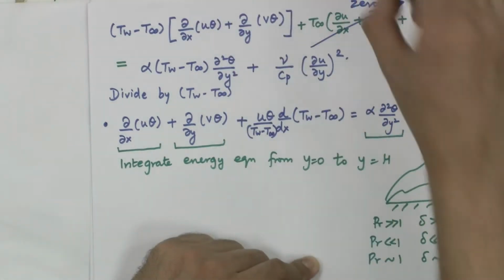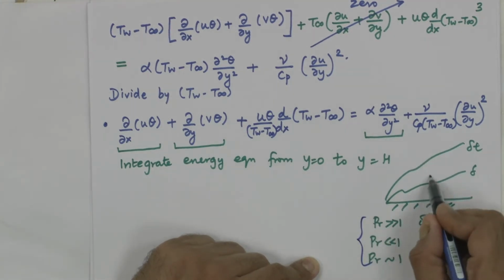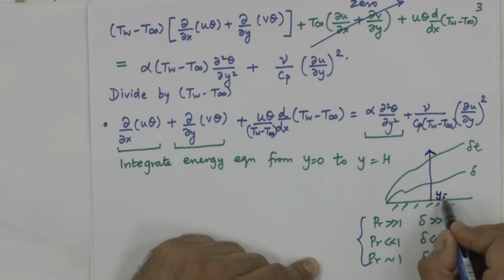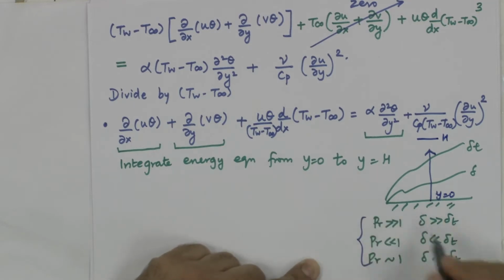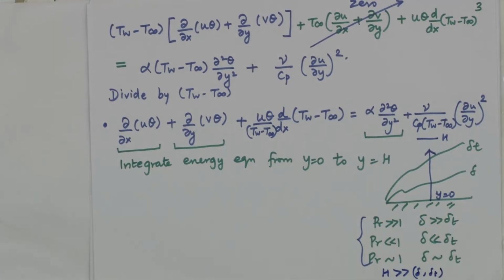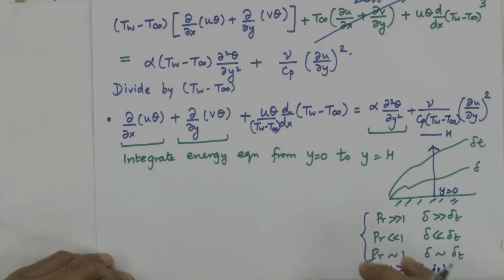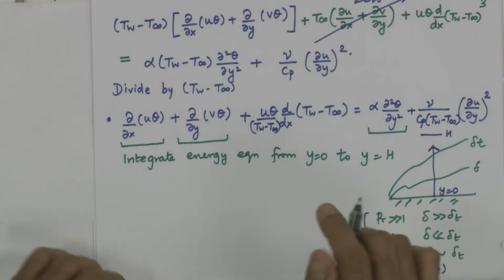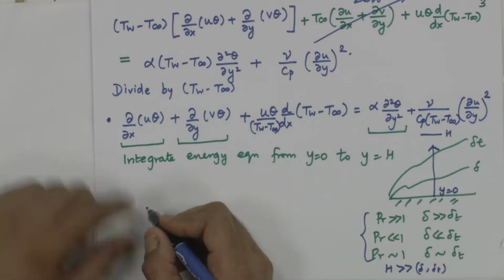Whatever be the general condition of the fluid, the integration is carried over from y equal to 0 to some h which is far away from this delta or delta t. So, h is much greater than delta and delta t, whatever be the case. So, we do not have to worry about which Prandtl number fluid we are integrating for, low Prandtl number, high Prandtl number, does not matter. Whatever be the variation, this so called h is far away from the wall, and therefore, the integration is possible.